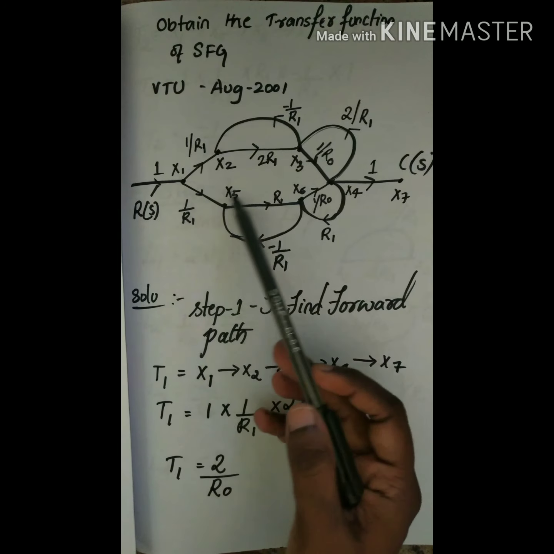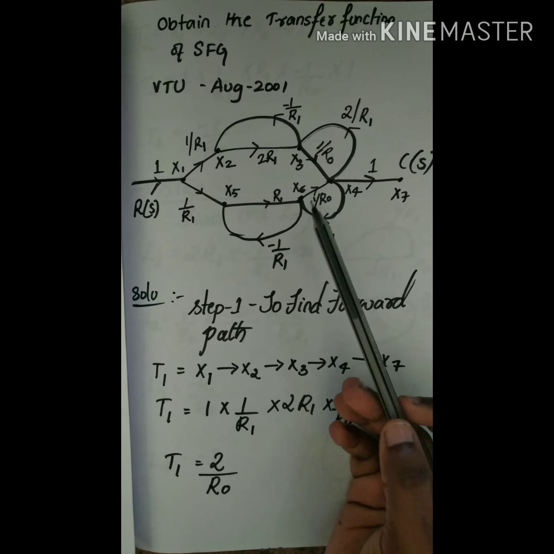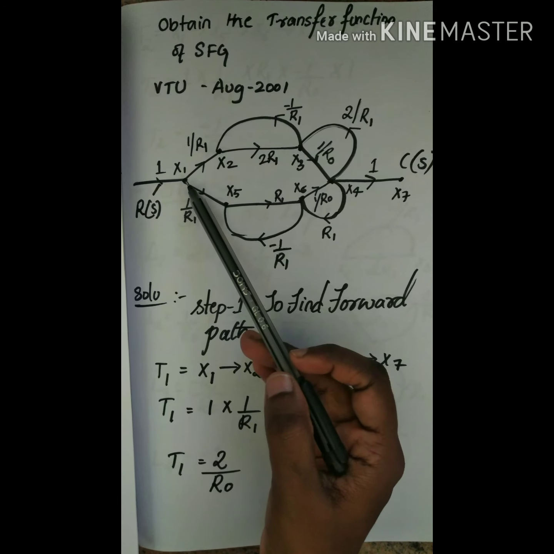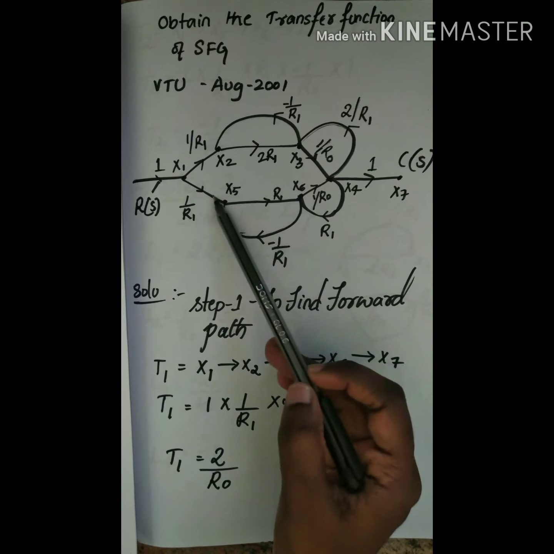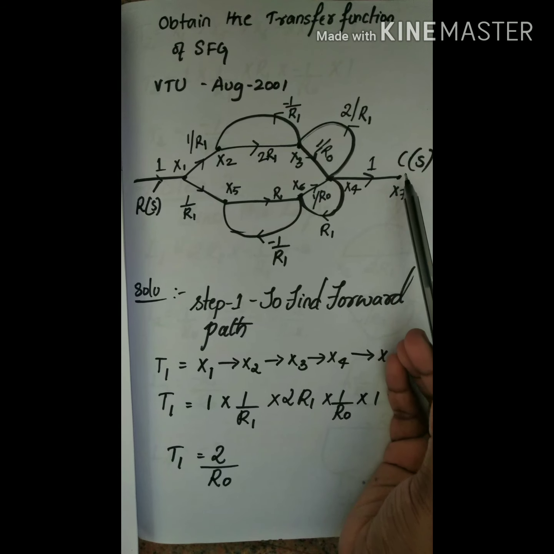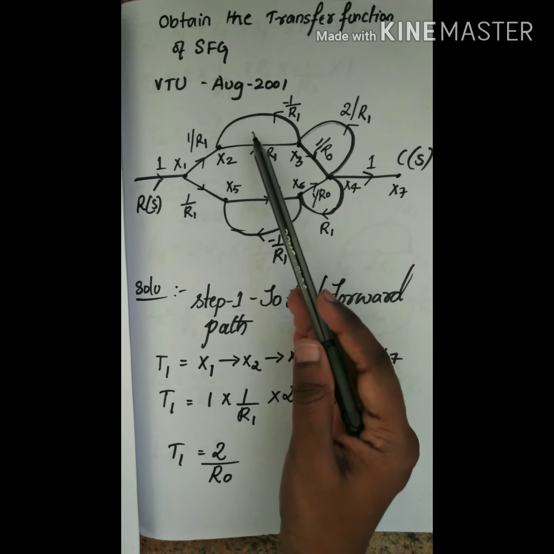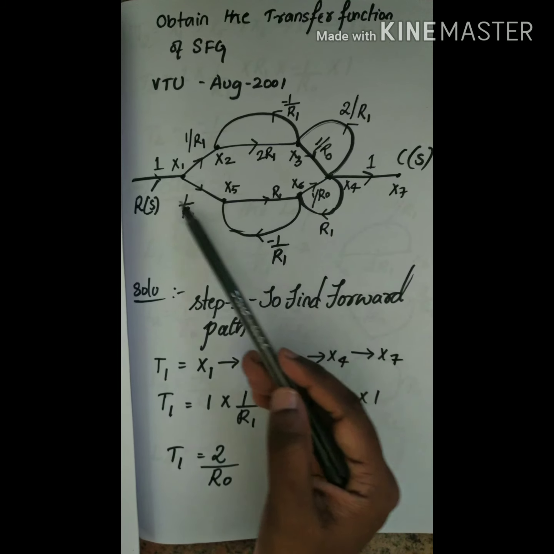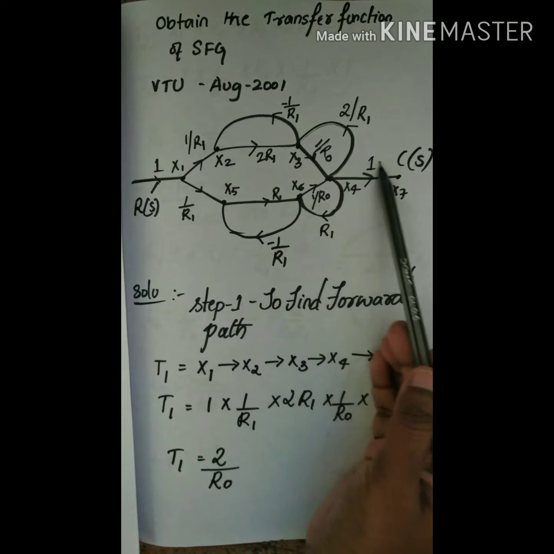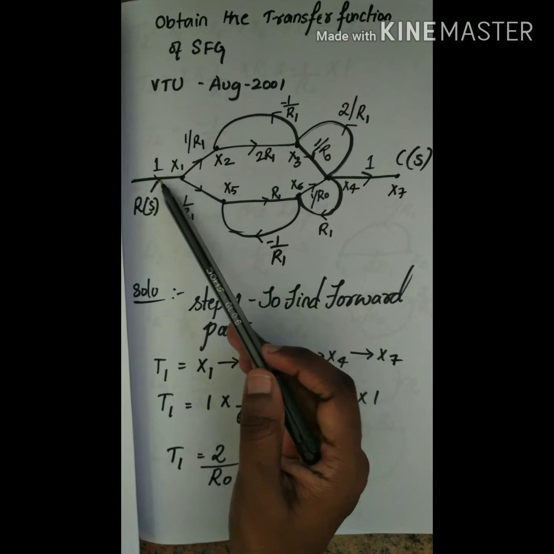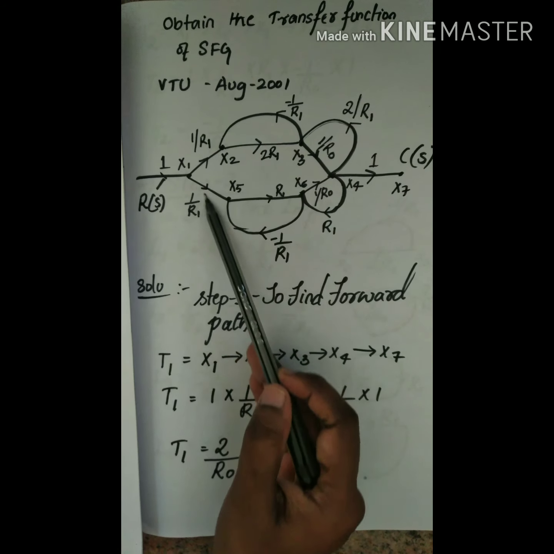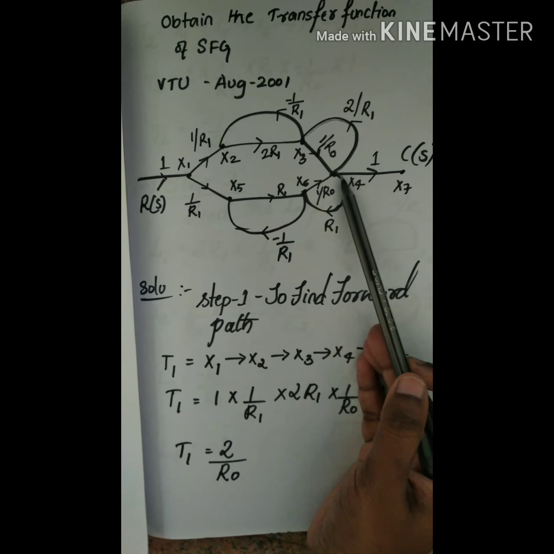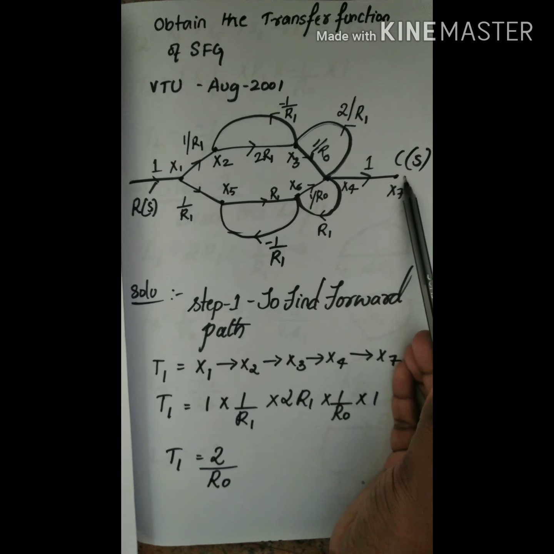Let us solve this signal flow graph problem. Now I've written the nodes, which are x1, x2, x3, x4, x5, x6 and x7 here. These are the loops. There are 4 loops and there are 2 different forward paths. Here x1, x2, x3, x4 is a forward path and x1, x5, x6, x4 and x7 is another forward path.